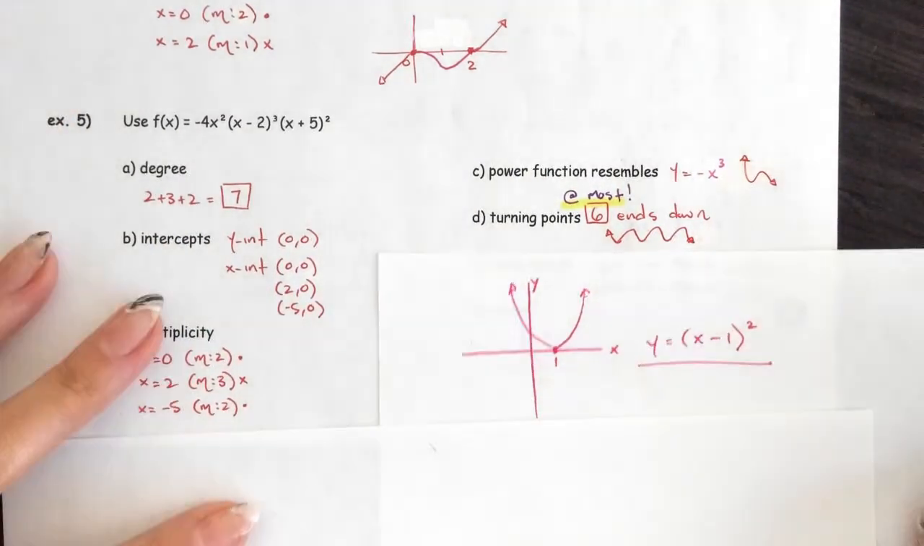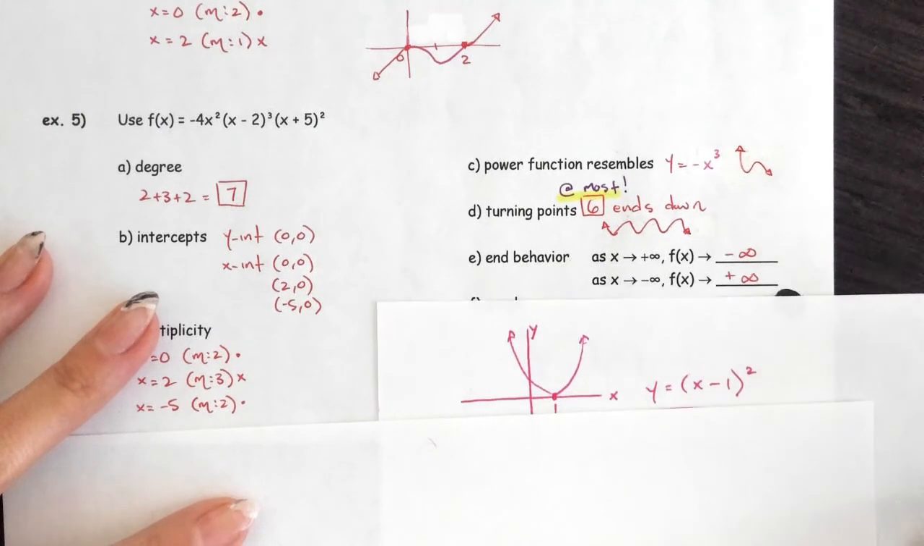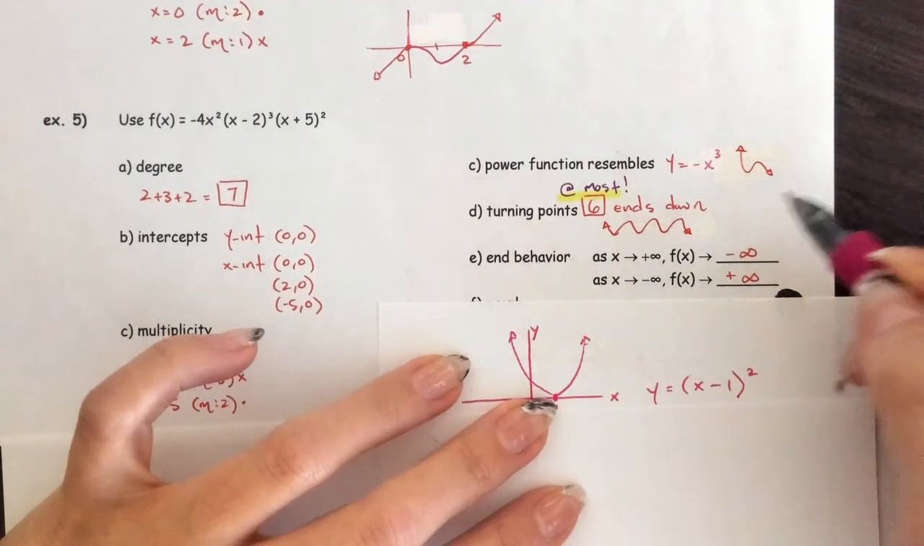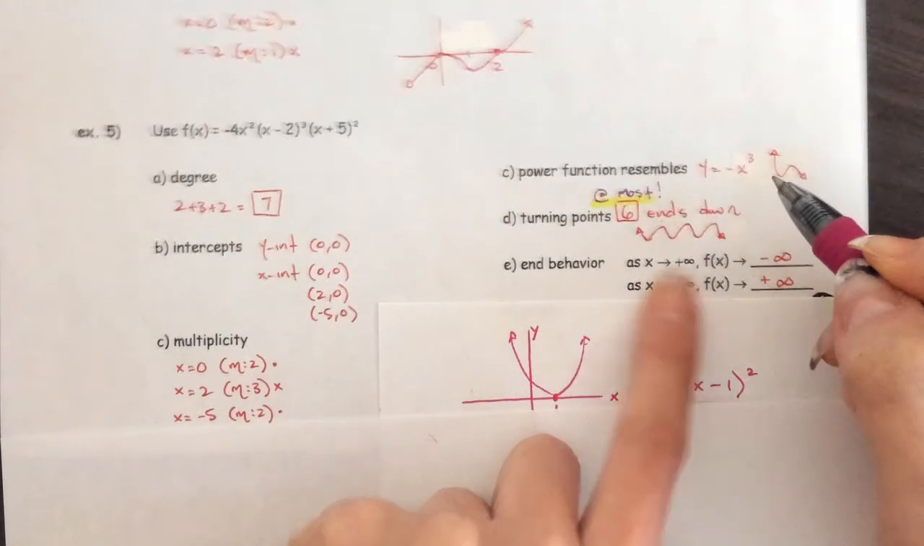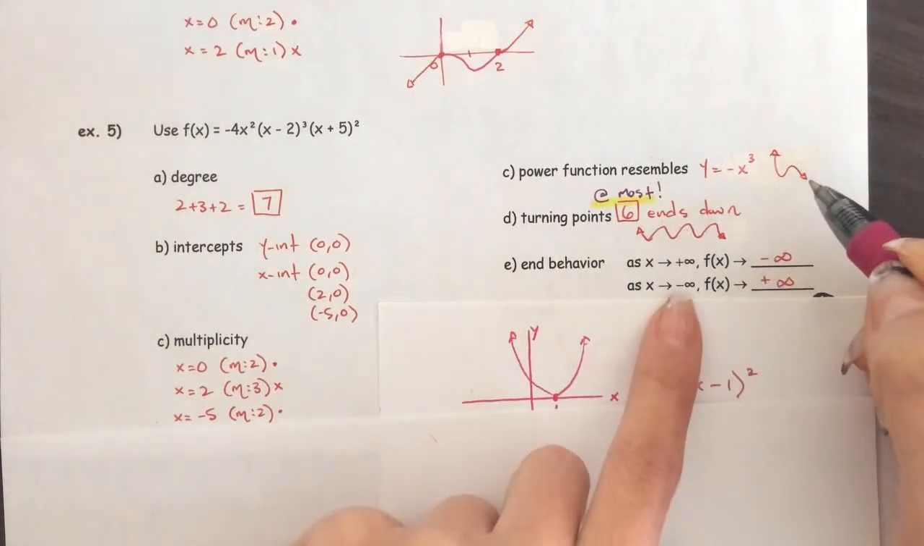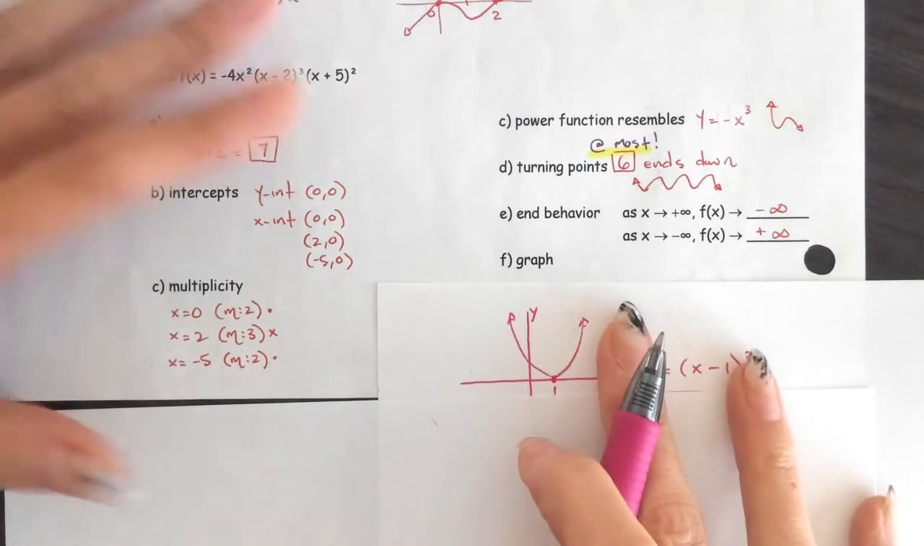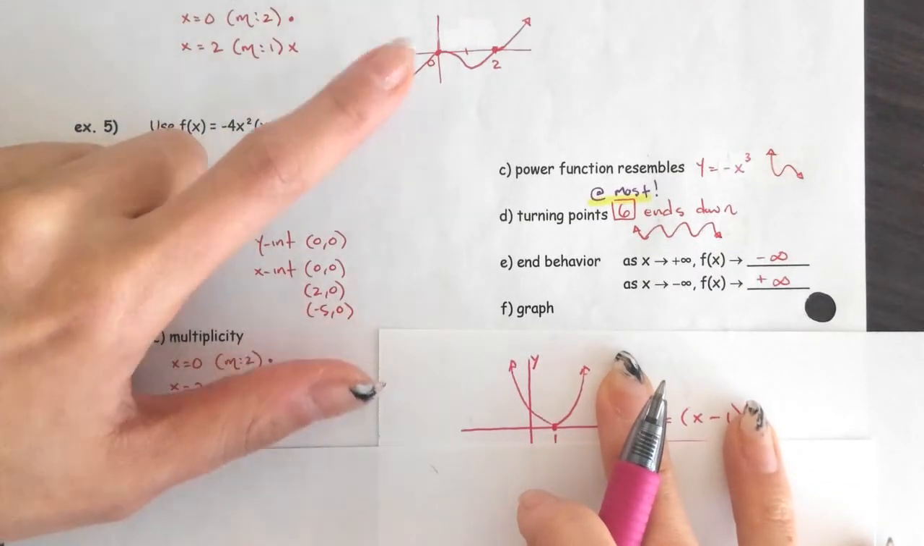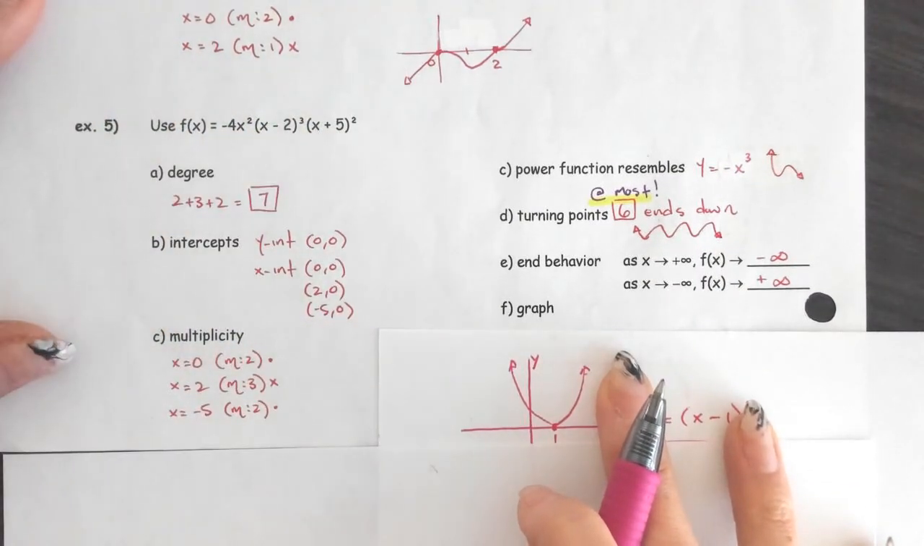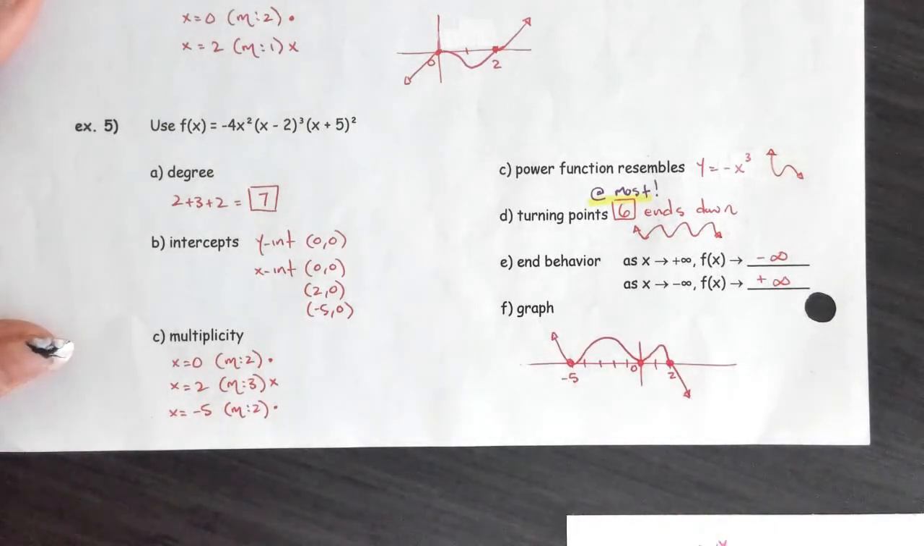And then what is the end behavior? Well, I can just look at this and I can tell. So on the very right, the y value goes down. On the very left, the y value goes up. And then you're going to graph it. So go ahead and graph it just like we did the other ones. And then you're going to check your graph. Don't just copy me. And it should look something like that.